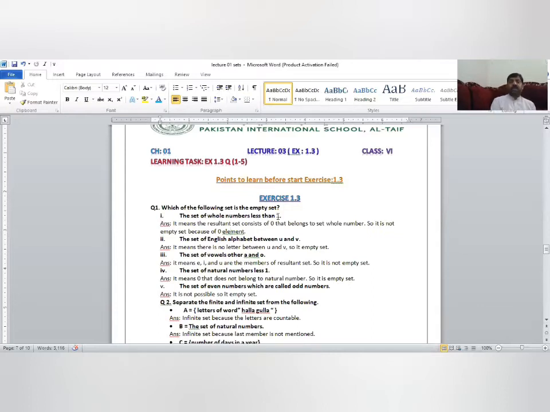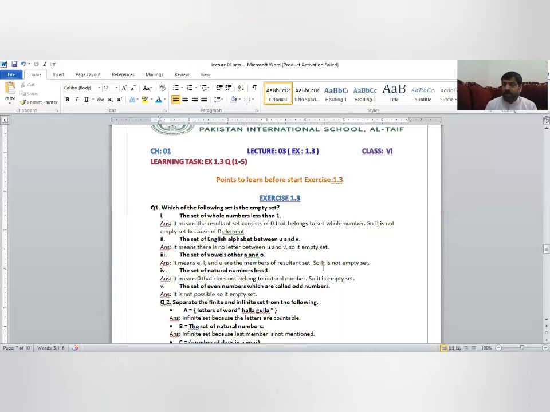Now the set of vowels other than A and O. The vowel letters are A, E, I, O, U. Other than means except, meaning the remaining letters which belong to the set of vowel letters. The letters A and O that are given here we will not write, but the remaining 3 letters will be part of the resultant set. So that is why it is not an empty set.